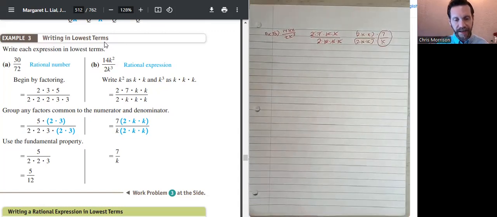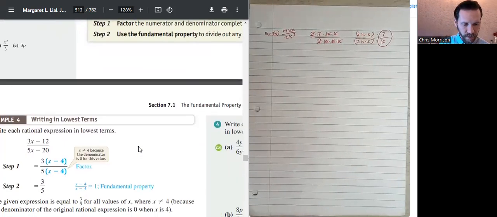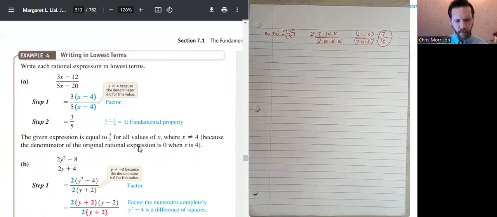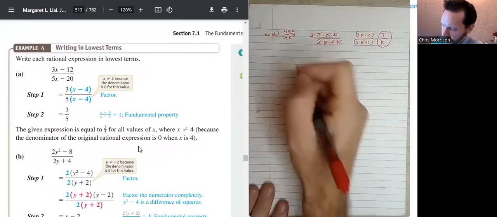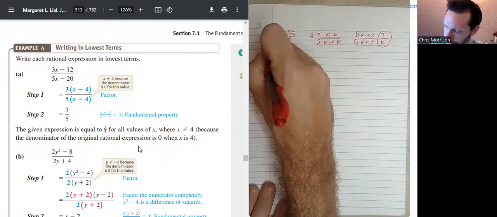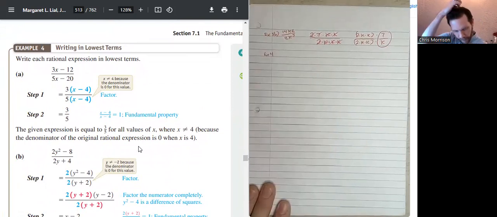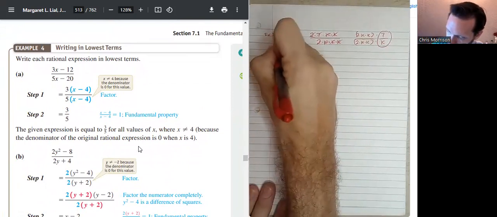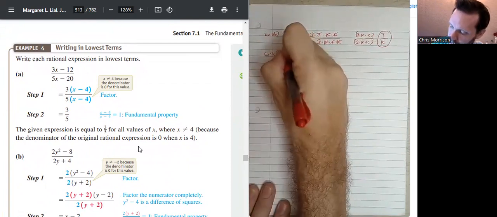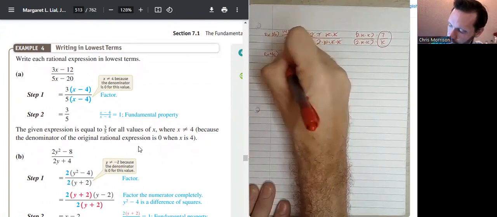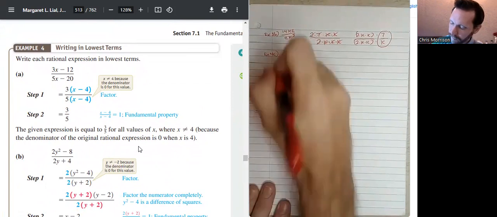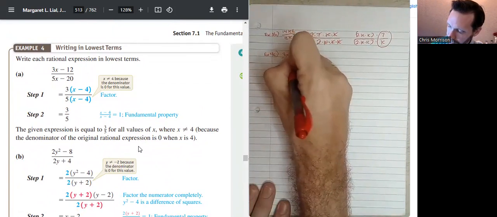So 14k squared divided by 2k cubed reduces to, as you can see in your book, 7 over k. Straightforward, pretty easy. I don't think that's too difficult. Now let's go a little more complicated, not a lot more complicated, but just a little bit. Let's look at example 4a. And this is going to be 3x minus 12 divided by 5x minus 20.